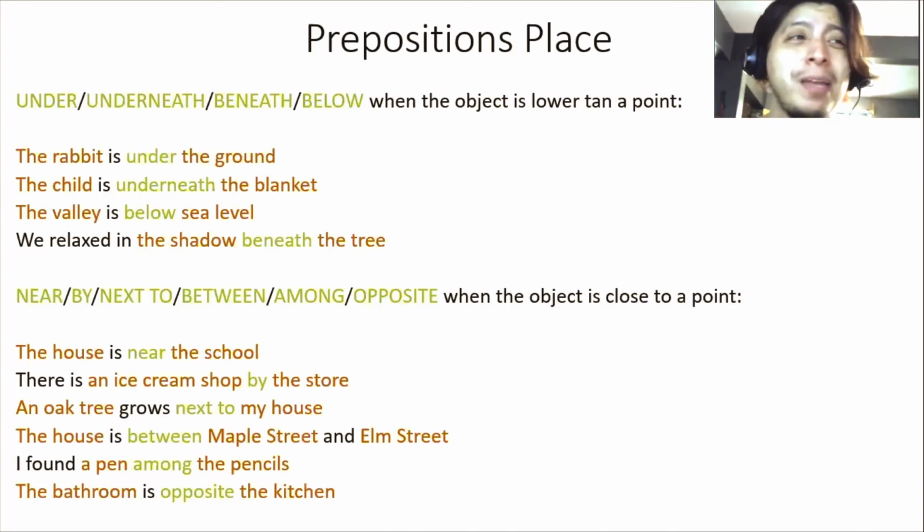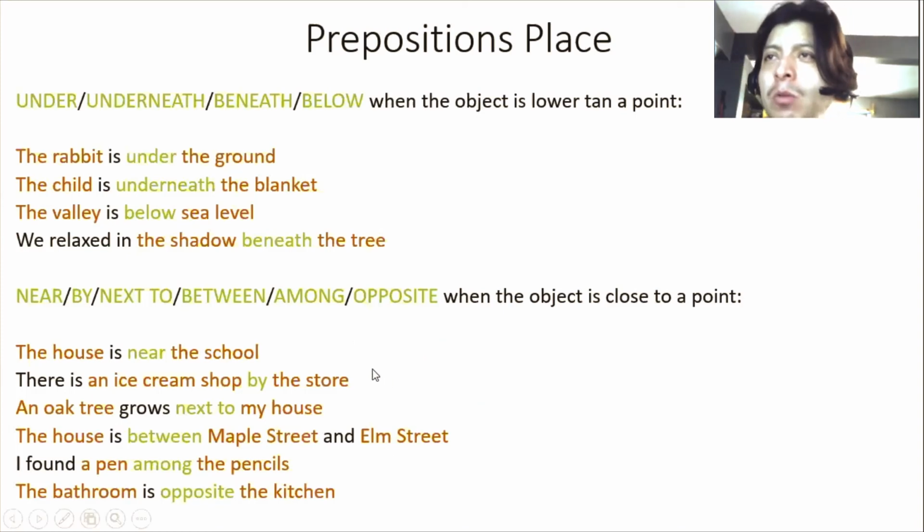Among también es entre en español, pero sí es un poquito diferente. Among sería, por ejemplo, cuando nosotros decimos, aquí dice, I found a pen among the pencils. Encontré una pluma entre los lápices. O sea, significa que tienes un montón de lápices, y entre todos ellos hay una pluma. No estás diciendo entre como entre 2 referencias, sino entre muchas cosas.